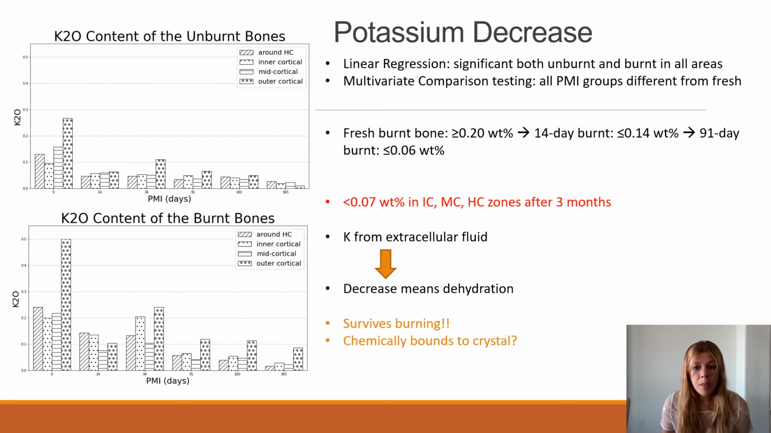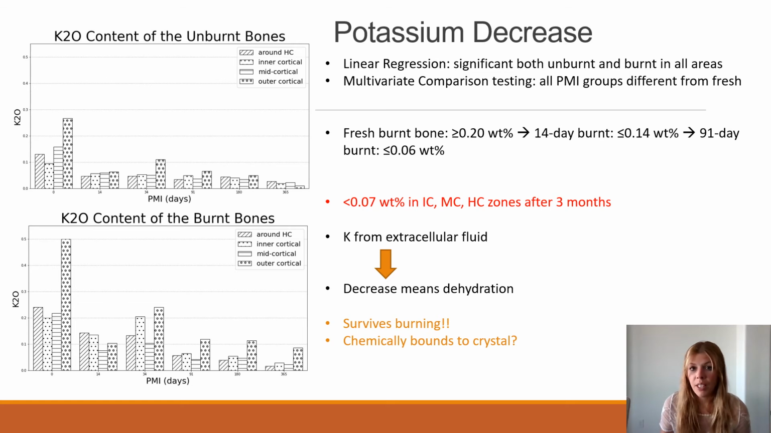Thus, potassium levels were never above 0.06 weight percent after 3 months post-mortem in the inner and mid-cortical regions, as well as around vascular canals. It makes sense that potassium decreases since it is found in the extracellular fluid in the body, and its decrease signifies dehydration of the bones.